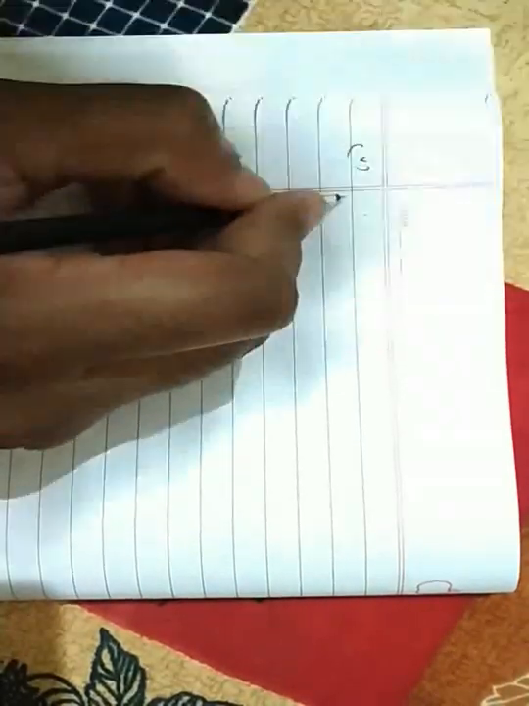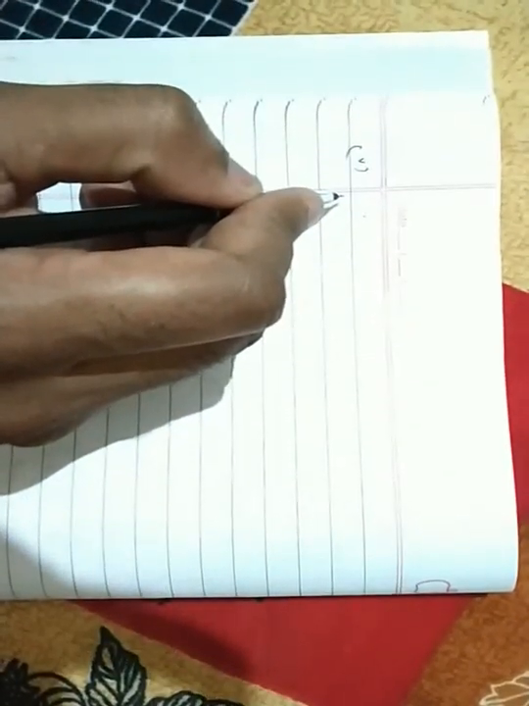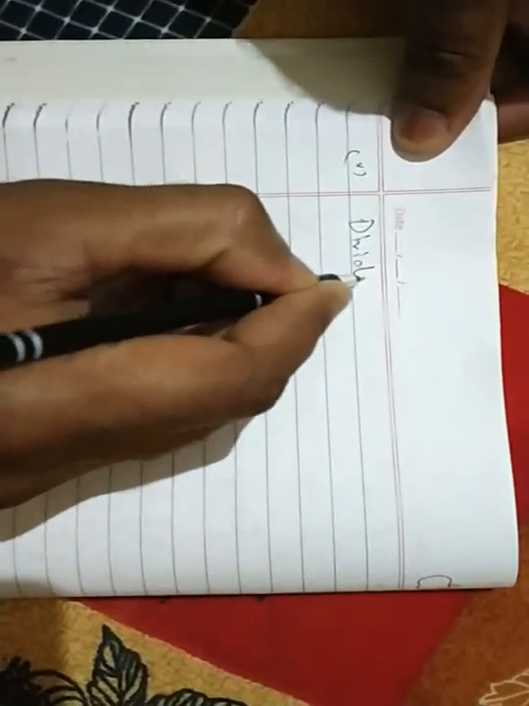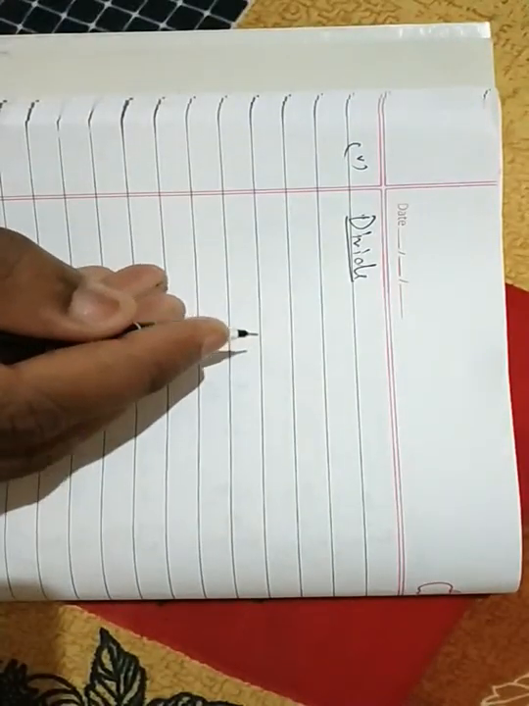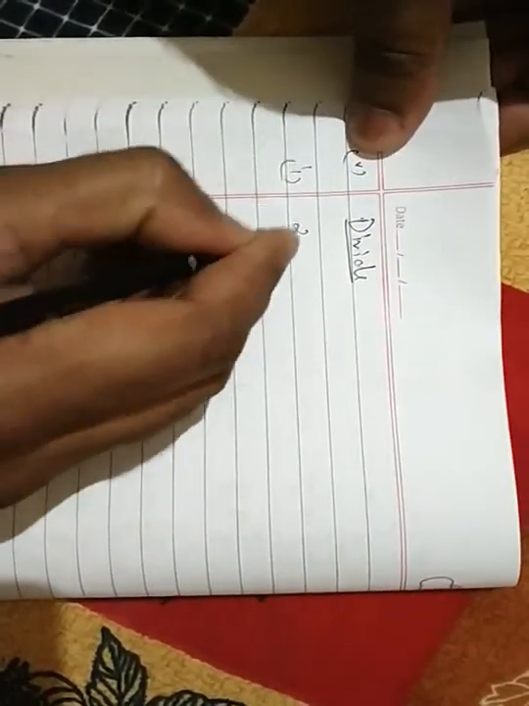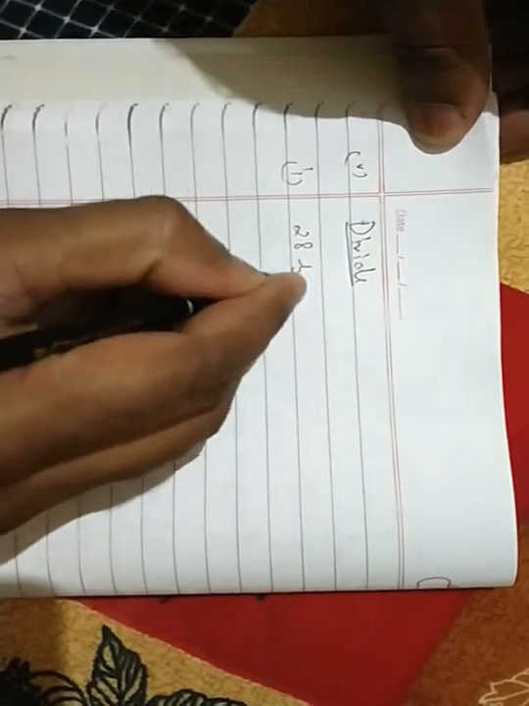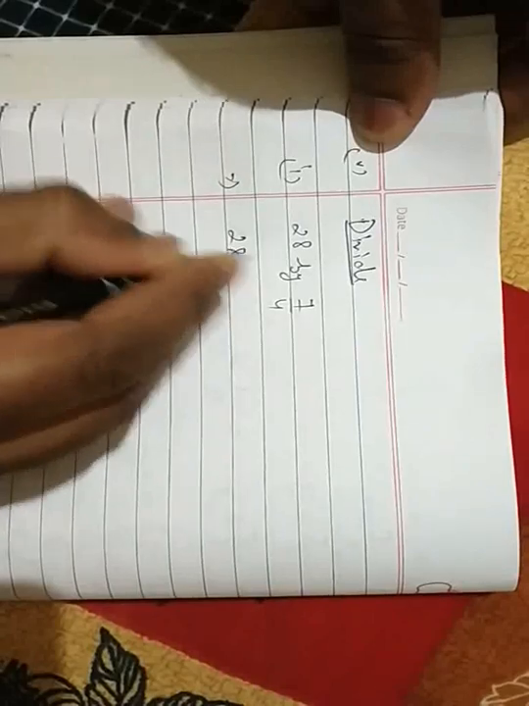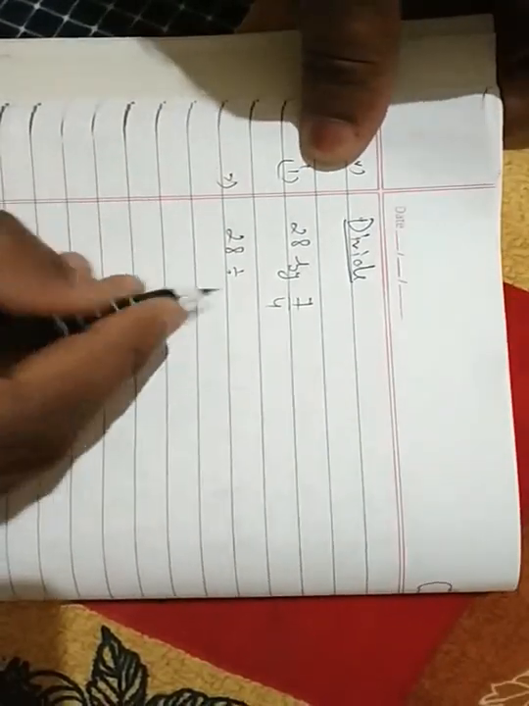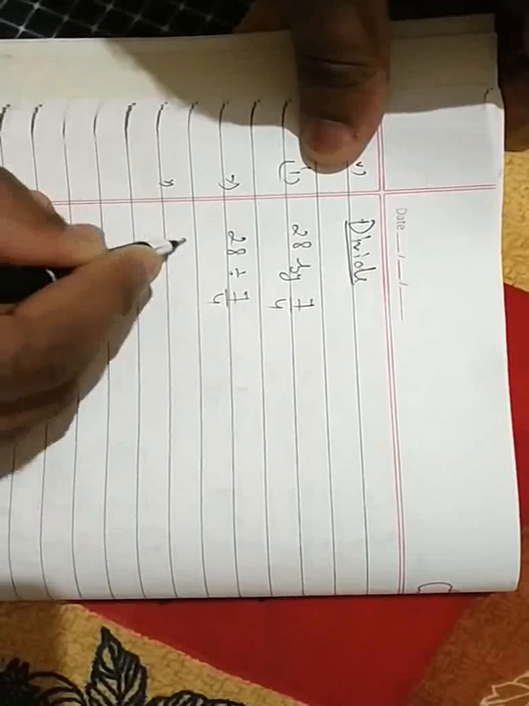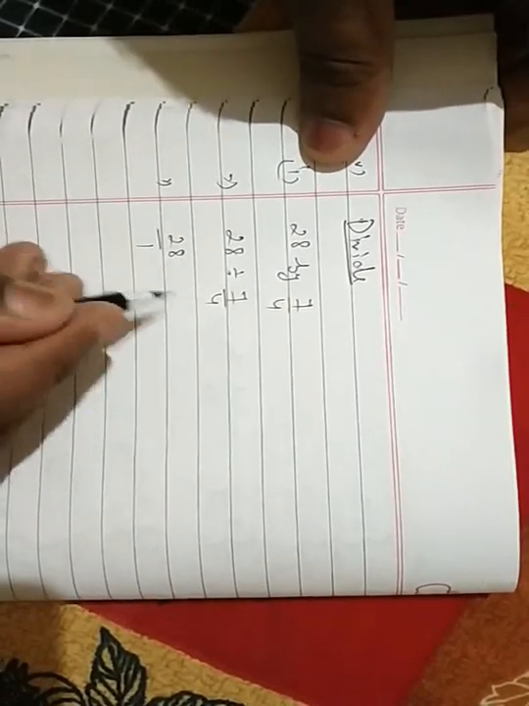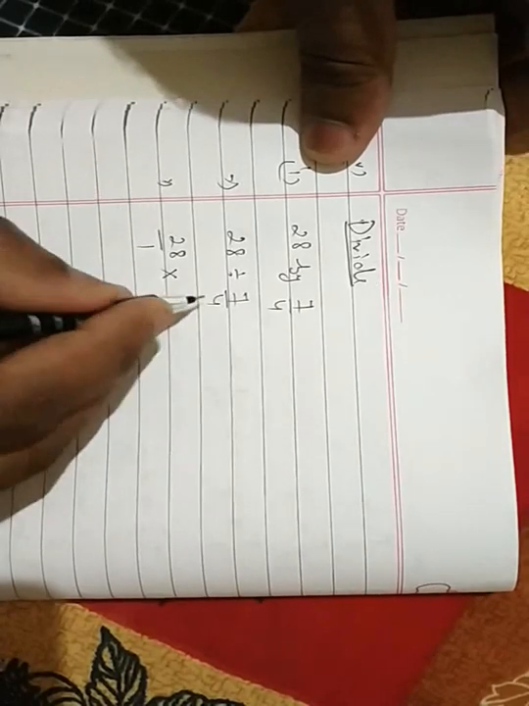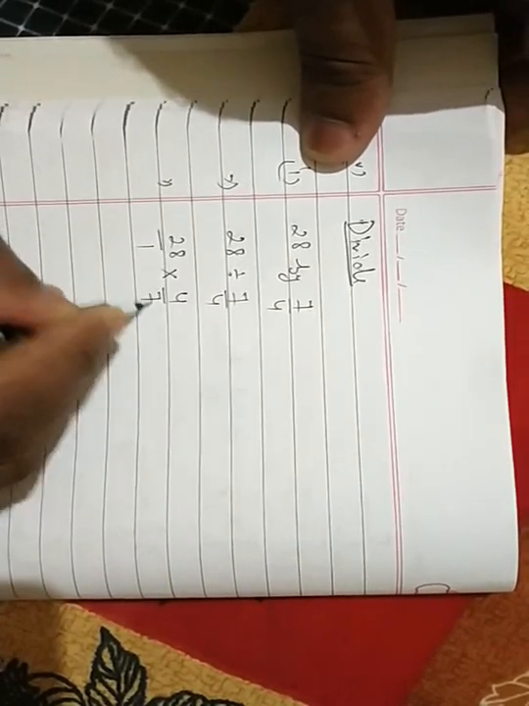Example 5. Divide 28 by 7 by 4. We can simply write 28, the divide will change into multiply, as we have to divide with 7 by 4. We can write 28 upon 1, and the reciprocal of 7 by 4 will be 4 by 7.